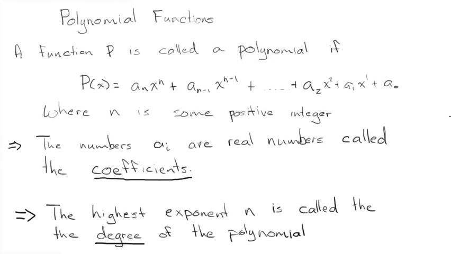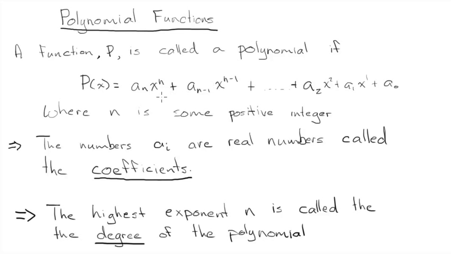Okay, in this video, we're going to look at what we call polynomial functions. So we're going to look at a specific type of function. A function p, so I've used the letter p instead of the f we normally use, because it's polynomial. So function p is called a polynomial if it's of this form.